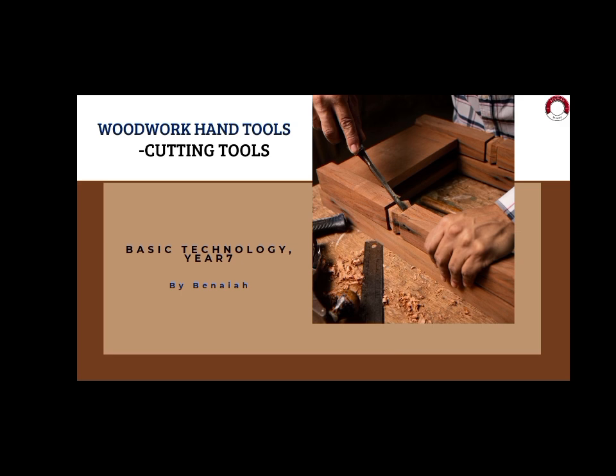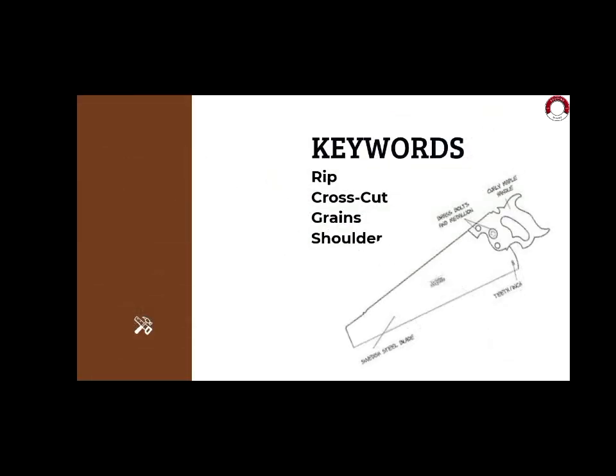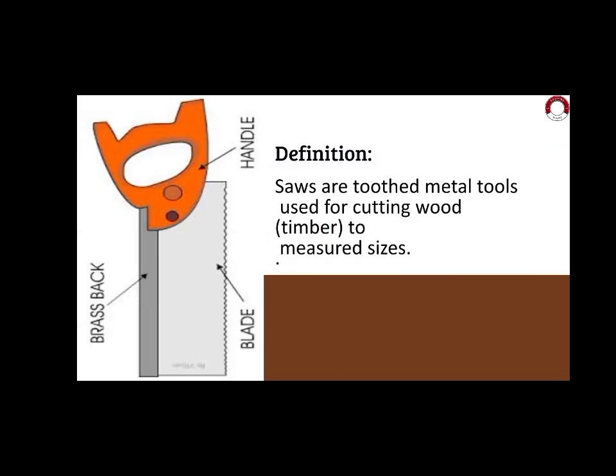What is the objective of this lesson actually? The objective of this lesson is, one, you are going to know about the rip saw and what it is used for. You will know about the cross-cut saw, panel saw, tenon saw, and keyhole saw, and much more. The keywords I want you to remember are rip, cross-cut, grains, shoulder, and much more.